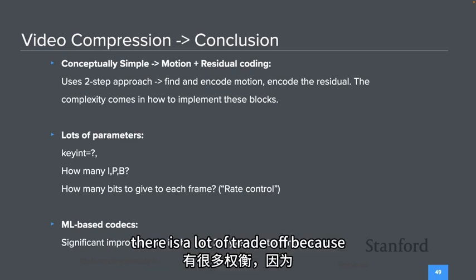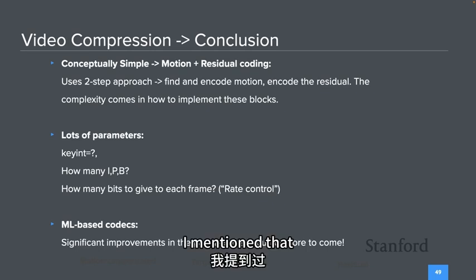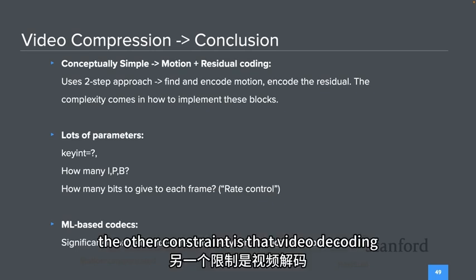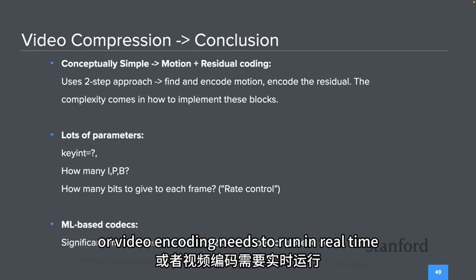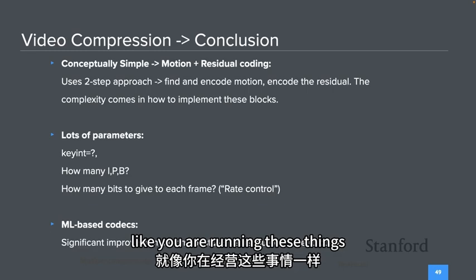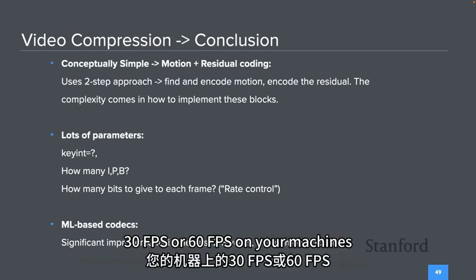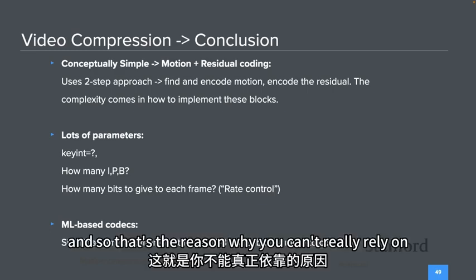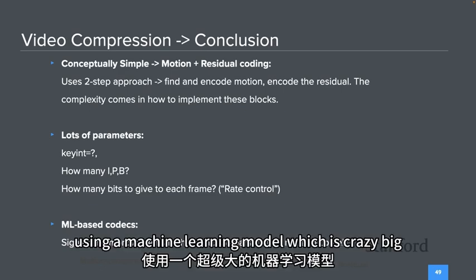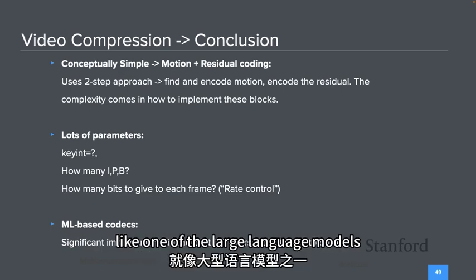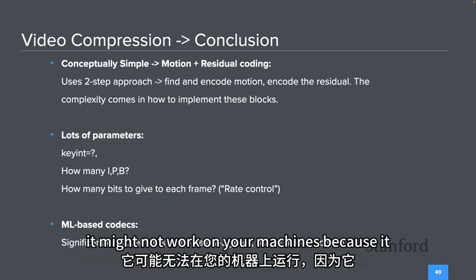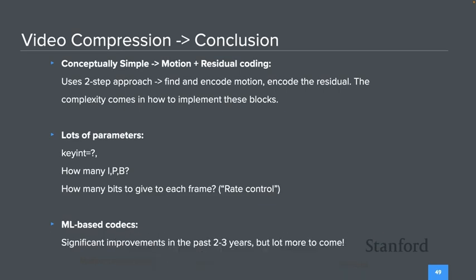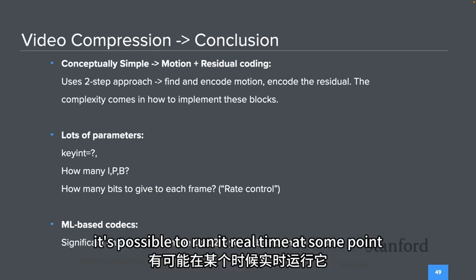But at the same time, there is a lot of trade off, because I mentioned that another constraint is that video decoding or video encoding needs to run in real time. Like you are running these things at 30 FPS or 60 FPS on your machines, and so it needs to run extremely fast. And so that's the reason why you can't really rely on using a machine learning model which is crazy big, like one of the large language models or large video models. It definitely won't run in real time today. But of course, with a bit more effort, it's possible to run it in real time at some point.